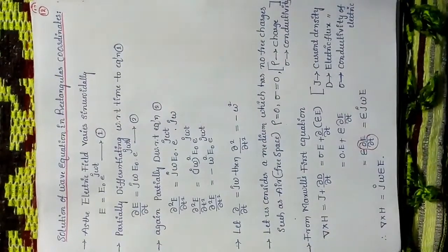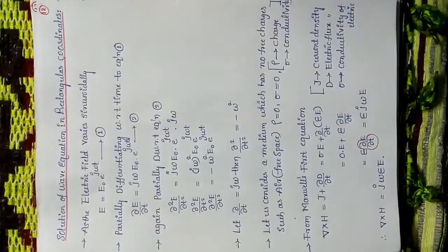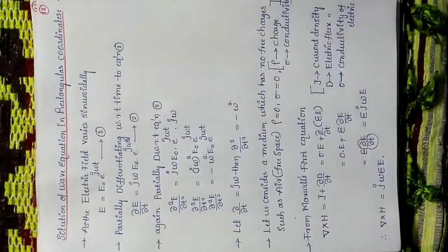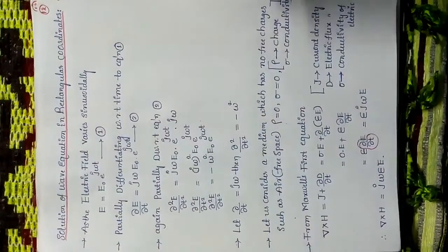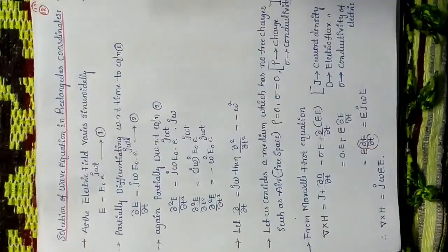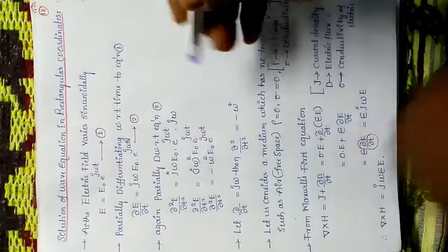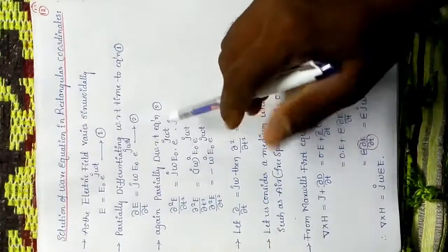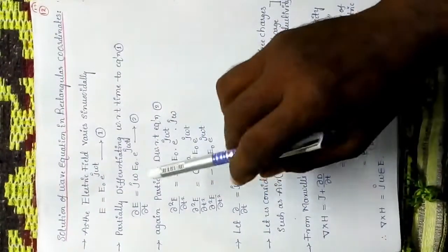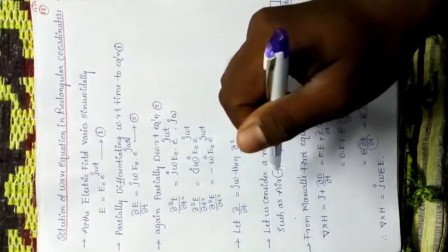In the last lecture, I discussed the rectangular waveguide, and two parts are over. Next, one topic is left, and that is the solution of the wave equation in rectangular coordinates. This is the continuation of the rectangular waveguide topic.